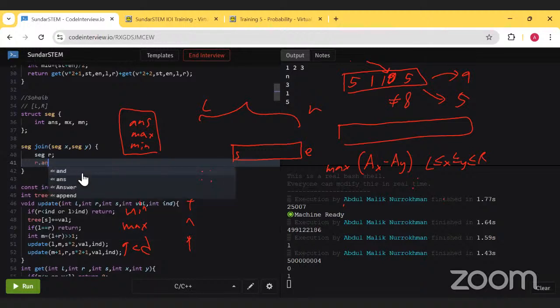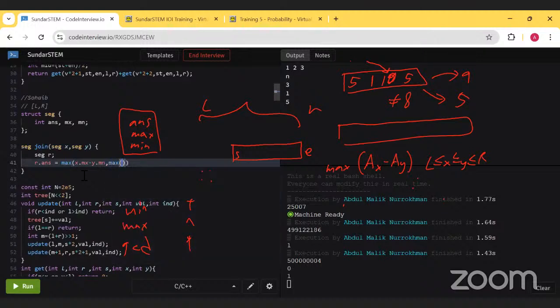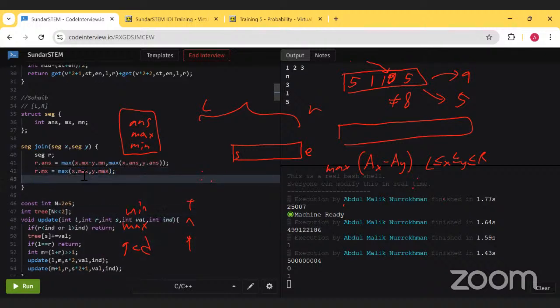So r dot ans will be equal to the maximum between x dot max minus y dot min, and then the maximum between x dot ans and y dot ans, and then r dot max equal to max between x dot max and y dot max, while r dot min equal to the minimum between x dot min and y dot min. Okay, that's it.